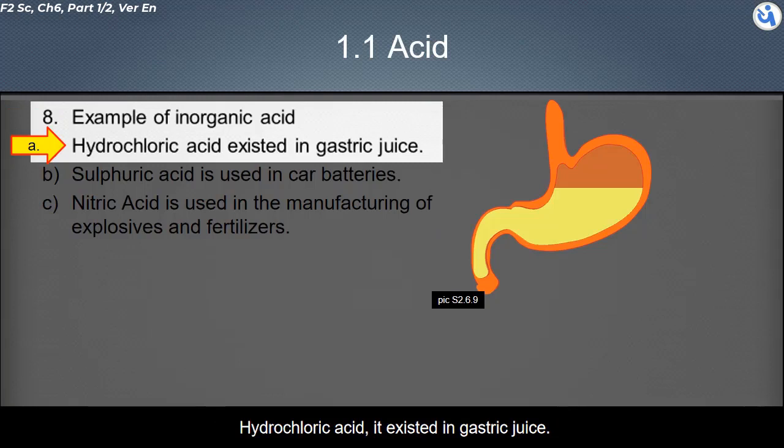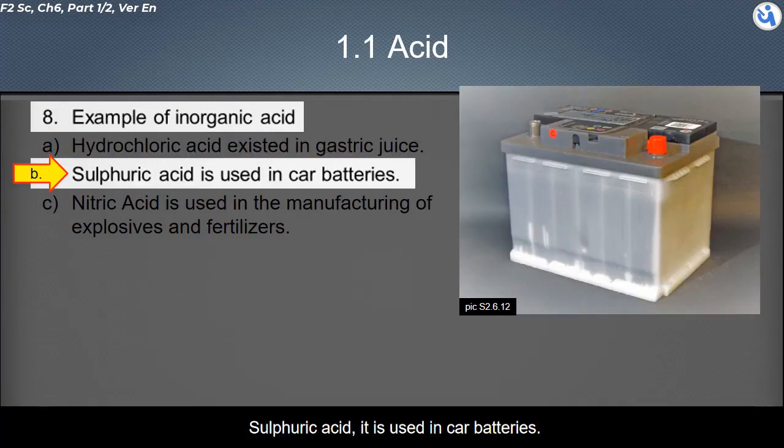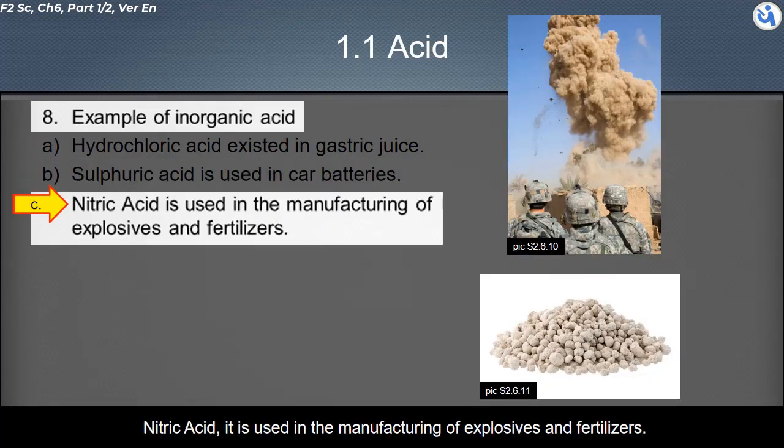Hydrochloric acid, it existed in gastric juice. Sulfuric acid, it is used in car batteries. Nitric acid, it is used in the manufacturing of explosives and fertilizers.